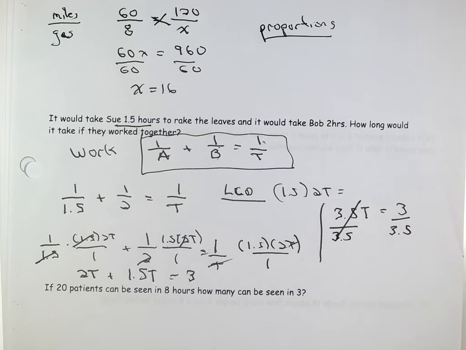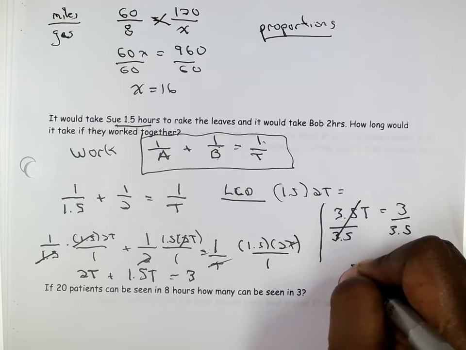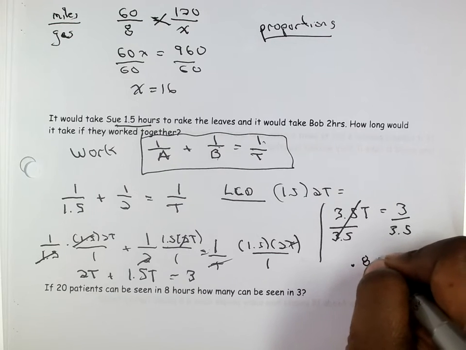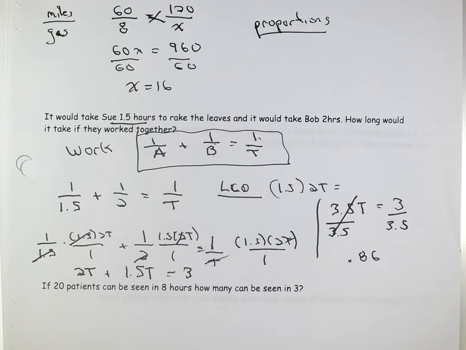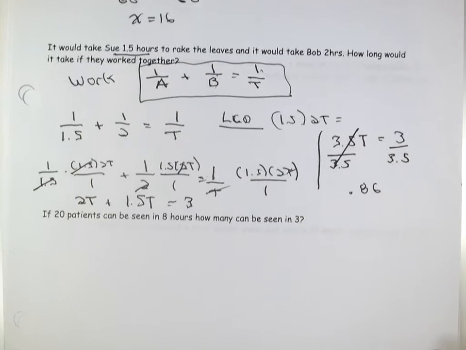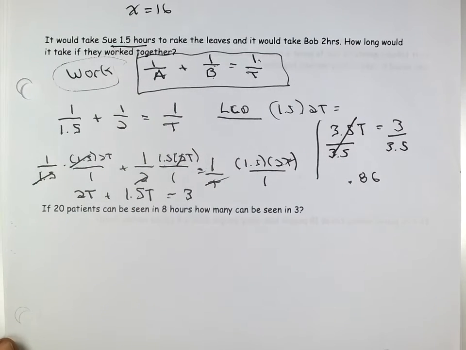So I can see it's going to take less than an hour with both of them working together. And I'm just going to round this, write it as a decimal and round it. So I'm going to round it to 0.86. So again, it takes them less than an hour with the two working together. So the problems that you're going to be solving in this section are work and proportions.